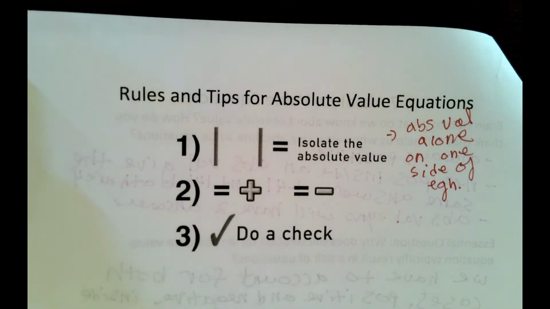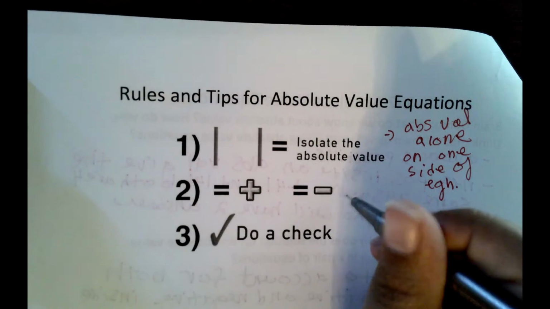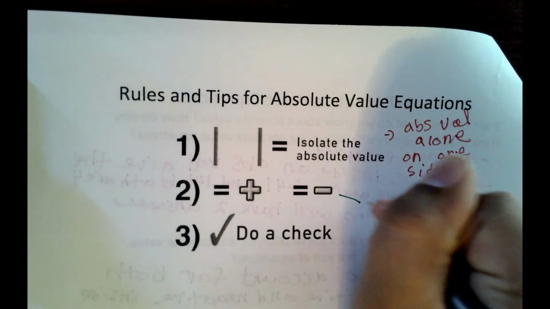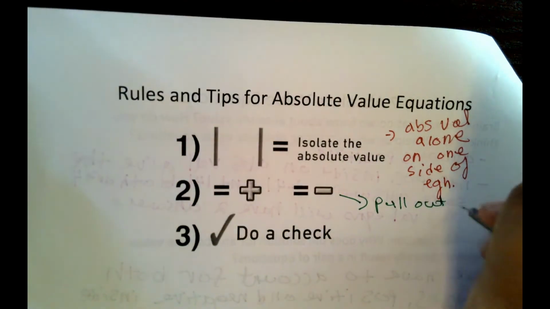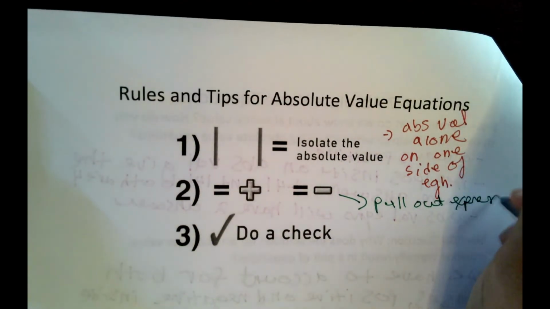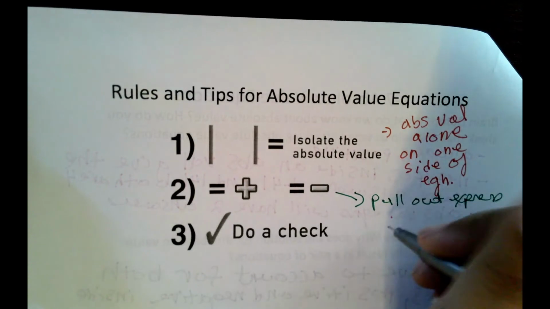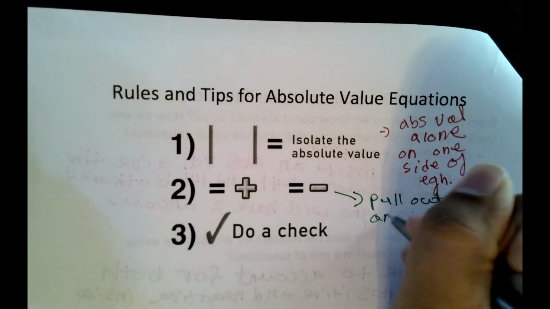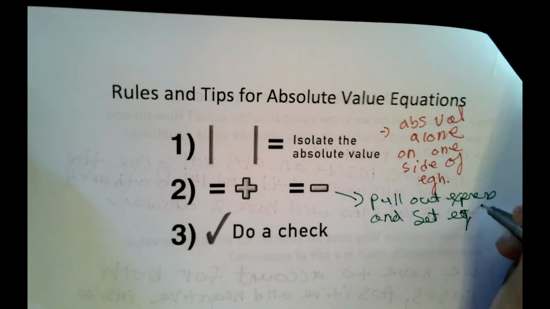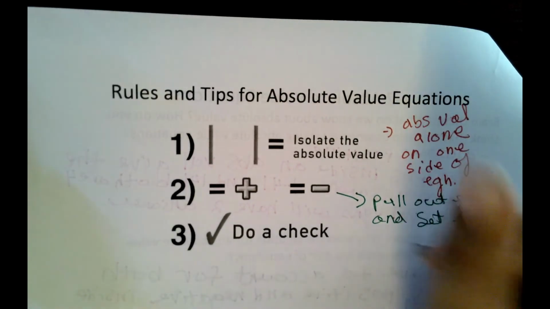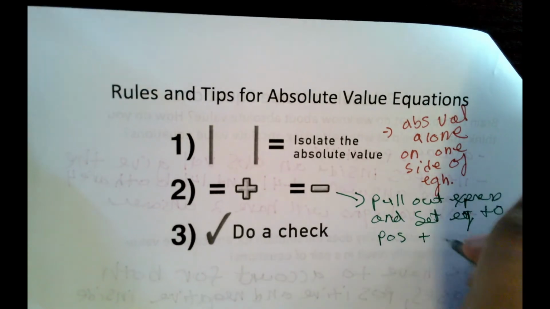Then we're going to pull whatever's inside the absolute value out, the expression or equation, and set it equal to the positive and the negative solution.